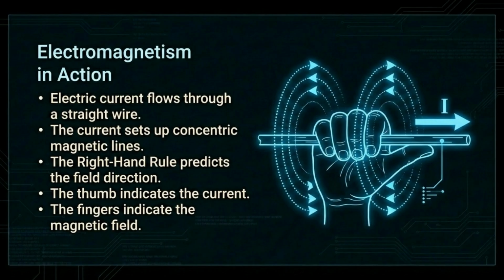Electromagnetism in action shows that current flowing through a wire sets up concentric magnetic lines. The right-hand rule predicts the field direction, where the thumb is current and fingers are the magnetic field.